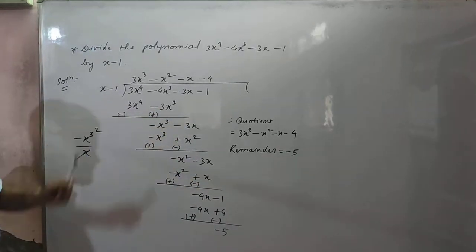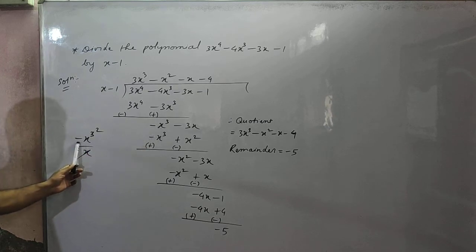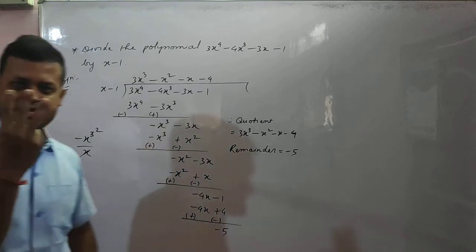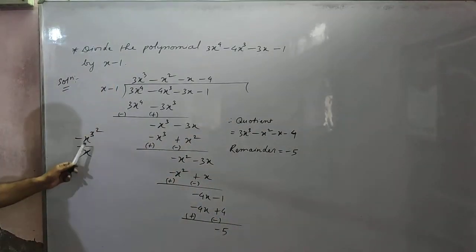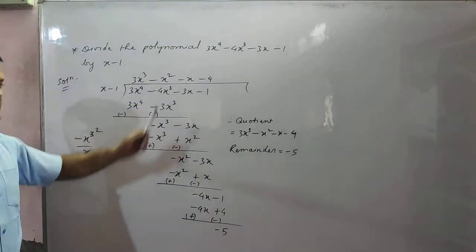Okay. Now as I said, first minus x cube. This minus x cube is there, no? This minus x cube I will divide by x. So how many x is multiplied here? 3x is multiplied here, isn't it? So if I cancel 1x, how many will remain? 2x will be multiplied. So that's why I wrote here minus x square.